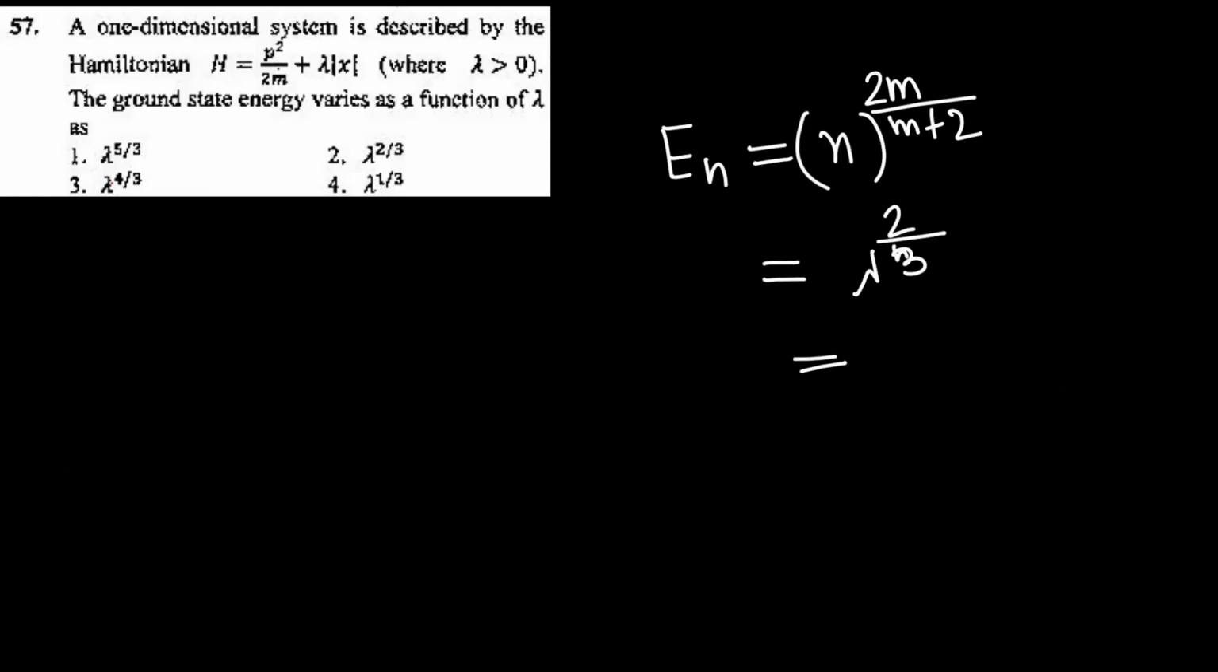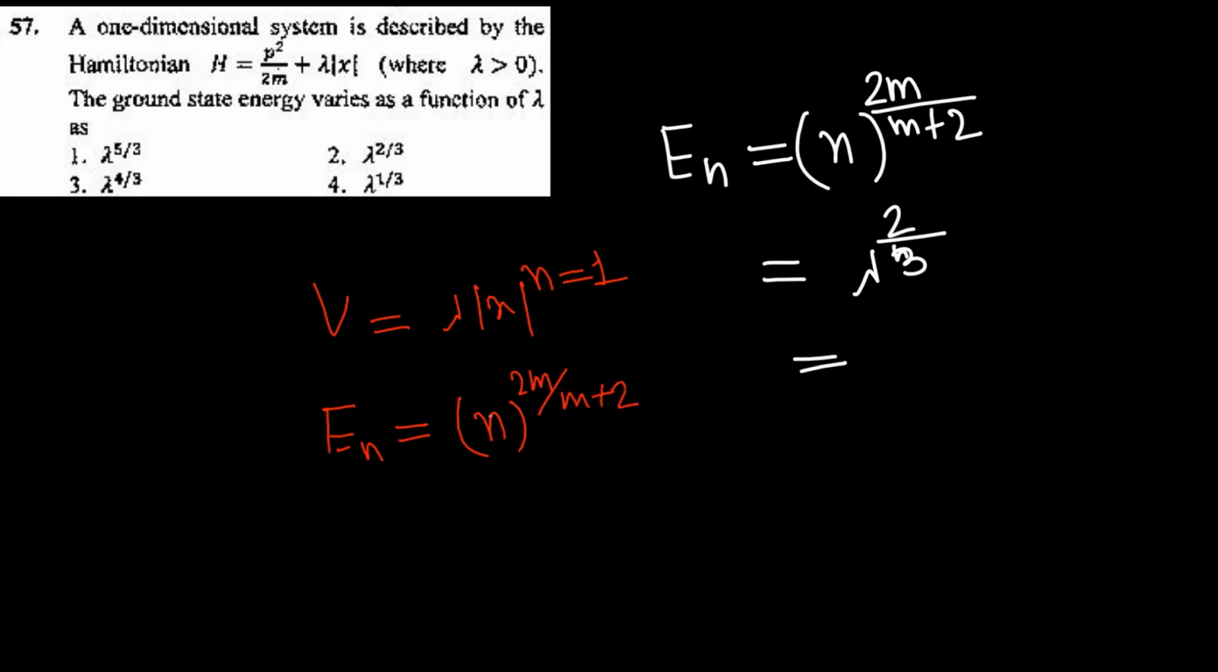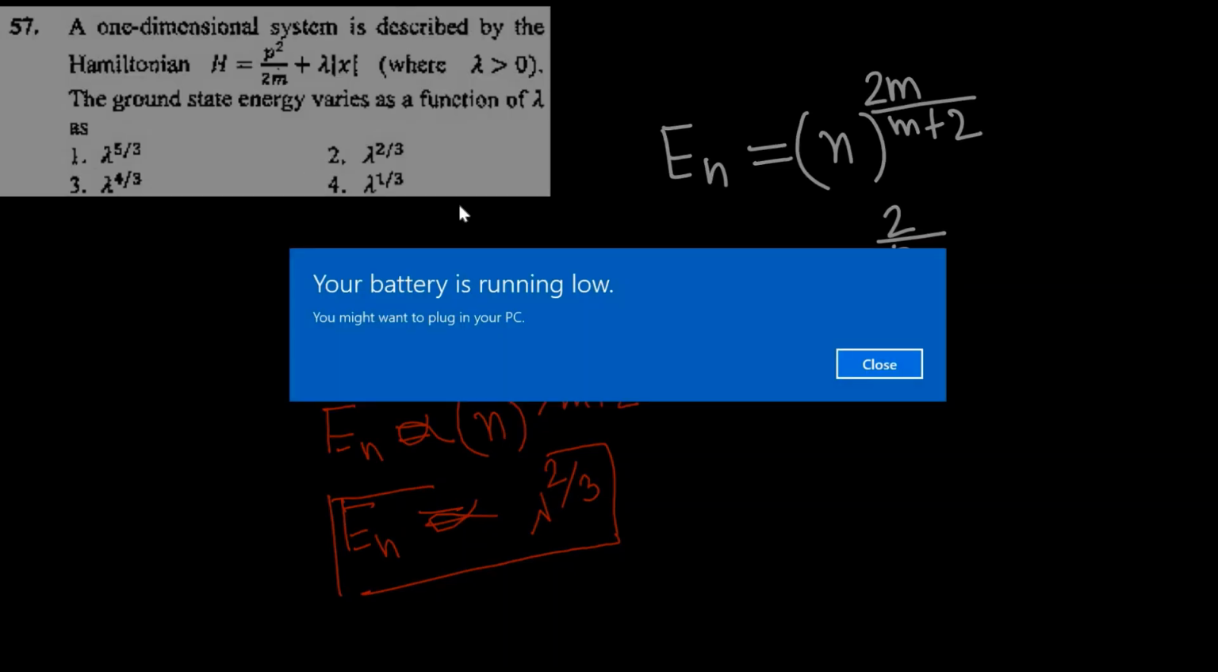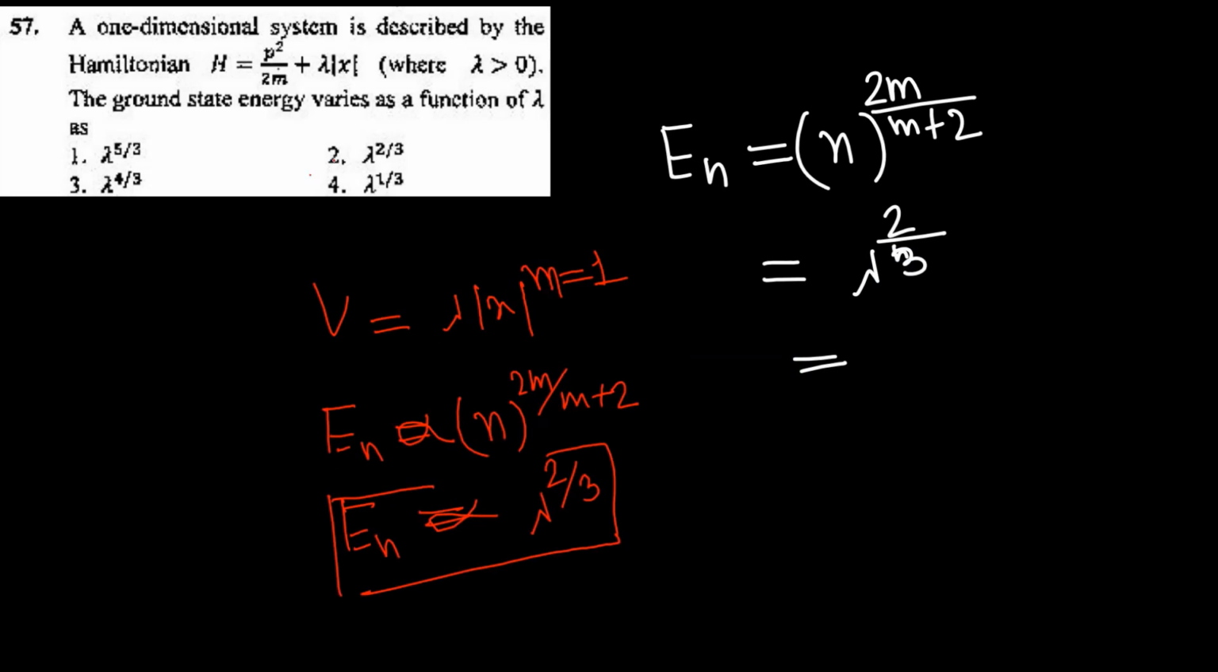Now let's move towards the next question, which is from the WKB approximation. The potential is given to you as lambda mod x. So we know that En is proportional to n to the power 2m upon m plus 2. Here lambda is also present, so En is proportional to lambda to the power 2m upon m plus 2. Put m is equal to 1 over here and you will get 2 by 3. So En is proportional to lambda to the power 2 by 3. So the option 2 will be correct.